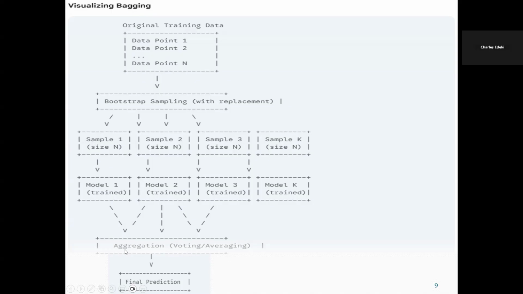Then we aggregate it. Aggregate means combine. So if it's classification, we use voting as we said. If it's regression, we take the average. Then we get our final prediction. Let's wait a few seconds if there are any questions.